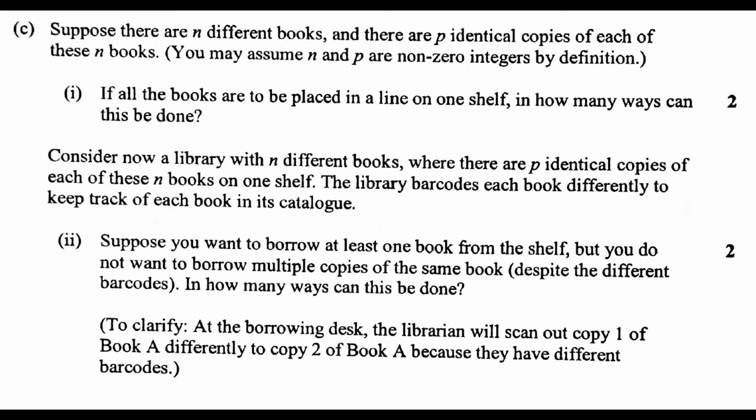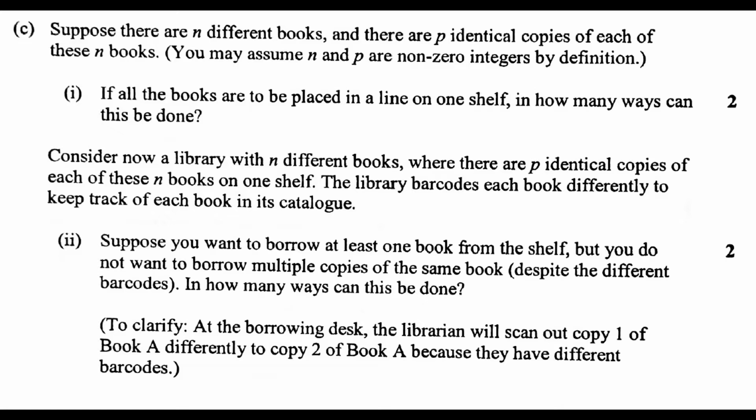The setup to the whole question is we're told to suppose there are n different books and there are p identical copies of each of those n books. And we can assume that n and p are non-zero integers. So part 1 says if all the books are to be placed in a line on one shelf, in how many ways can this be done?